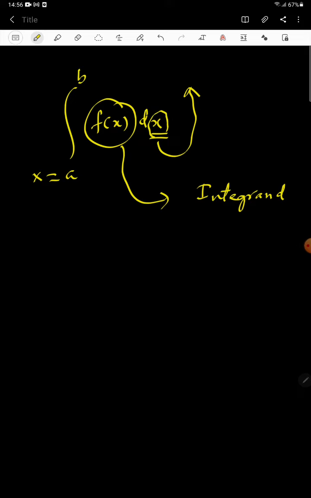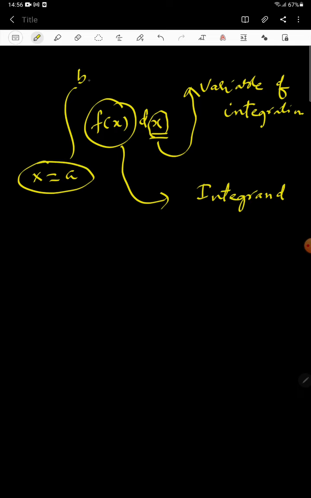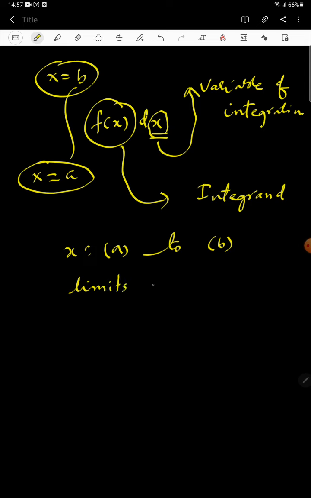This particular x is the variable of integration, and this x is starting from a and this x is ending at b, so this x varies from a to b. These are called limits of integration, or the region of integration.